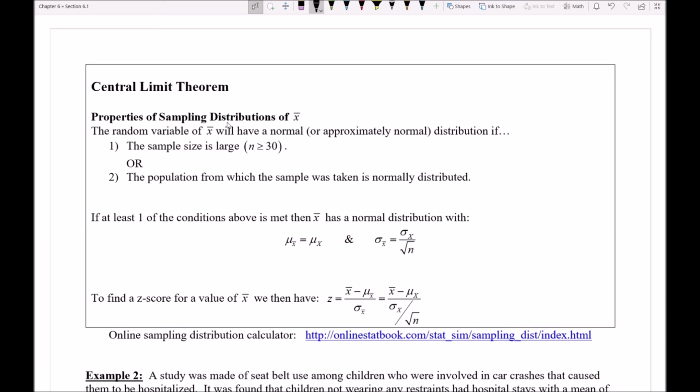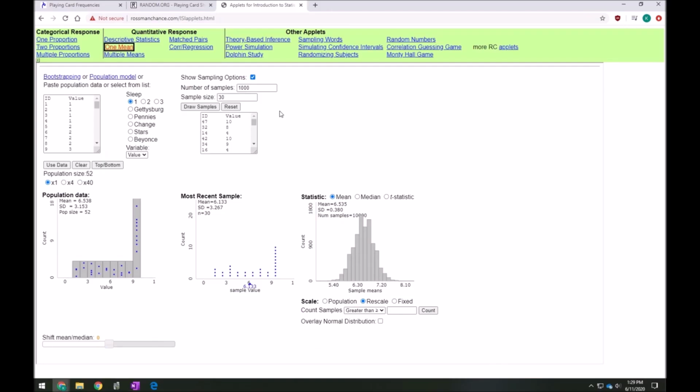The properties of the sampling distributions of X bar are as follows. The random variable X bar, notice again it is a random variable. Its value changes and it's determined by chance. But what distribution will it have? It will have a normal distribution or approximately normal, as long as one of 2 things happens. Notice that the distribution that I had here was almost bell-shaped, but it wasn't perfect. Maybe it was getting close to being roughly bell-shaped.